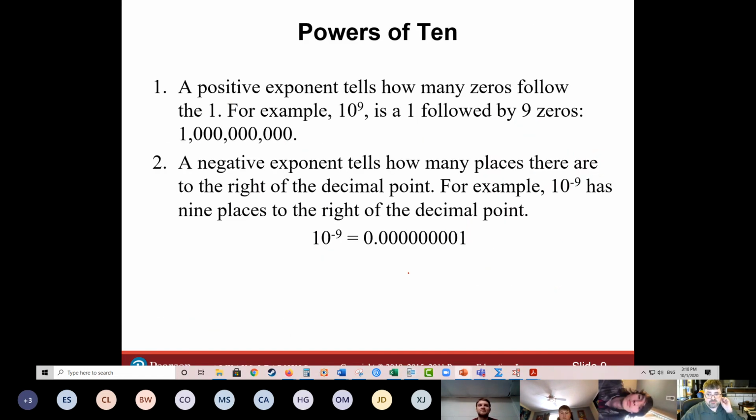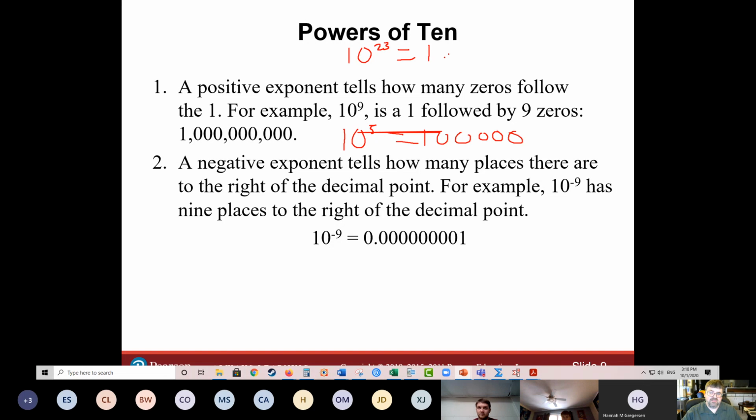Speaking of which, this is the last thing we'll cover today in our 2 minutes left. A positive exponent, when we're dealing with a power of 10, when 10 is our base, tells us how many zeros follow the 1. So 10 to the 9th is a 1 followed by 9 zeros. 10 to the 5th is a 1 followed by 5 zeros. I'm not going to write all these out, but 10 to the 23rd would be a 1 and then 23 zeros.